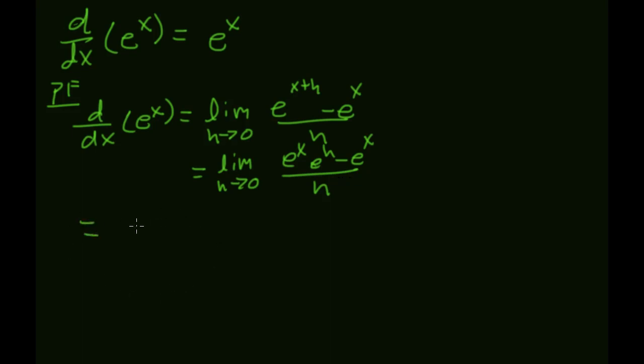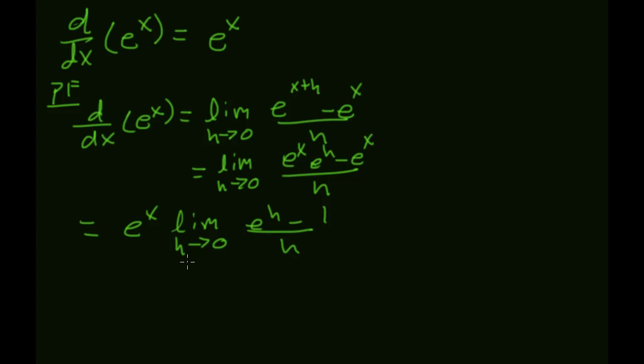Okay, so this is going to be equal to, well, the only thing that's going to 0 is h, so I can pull that e to the x out, and this gives me e to the x times the limit as h approaches 0 of e to the h minus 1 over h.